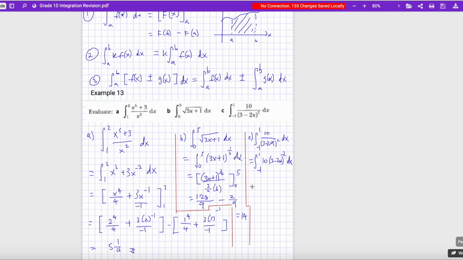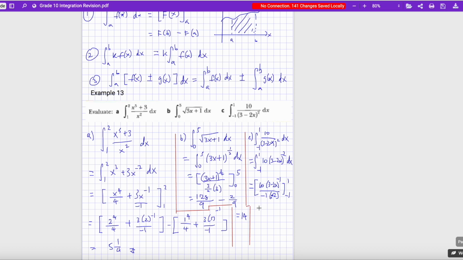Okay, so let's integrate that. I think that's not too difficult. You should be able to get 10 (3 minus 2x) to the power of minus 1, because minus 2 plus 1 is minus 1. Now, don't forget to divide the whole thing by minus 1, which is the new power, and also the differential inside the bracket, which is minus 2. Okay, yeah, minus 2. No need for the plus c. You can evaluate it from minus 1 to 1.